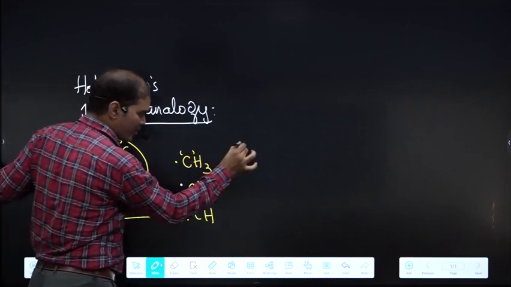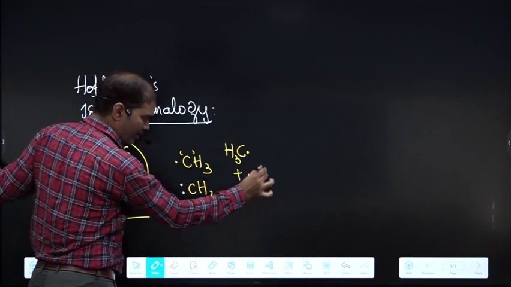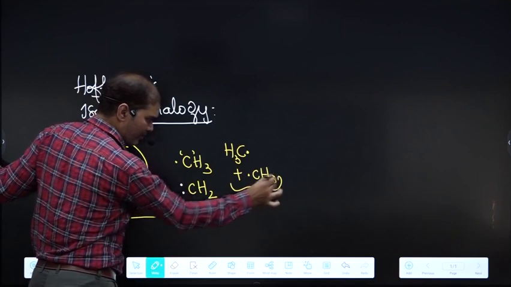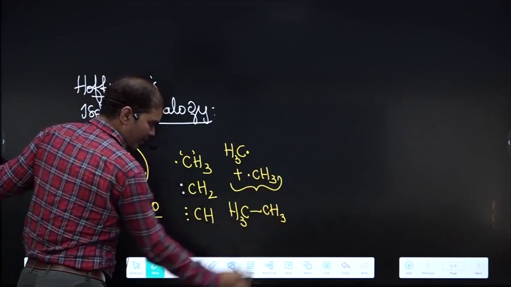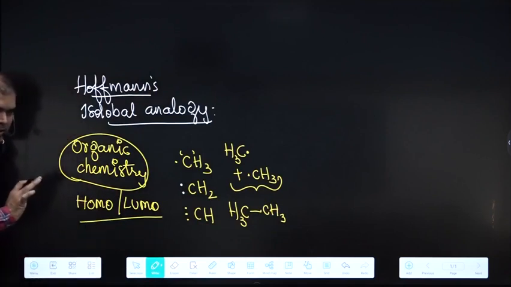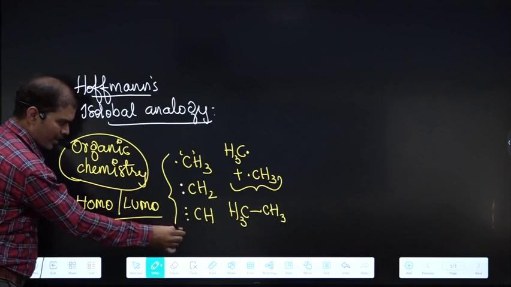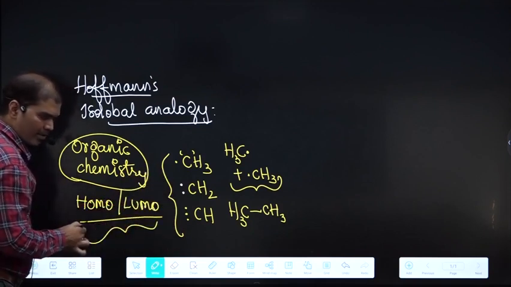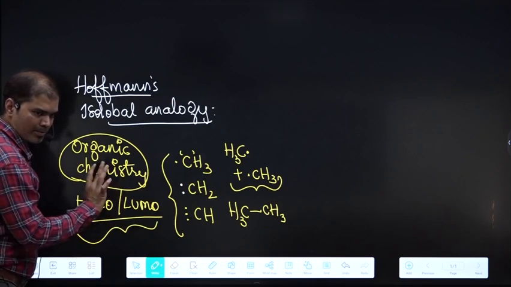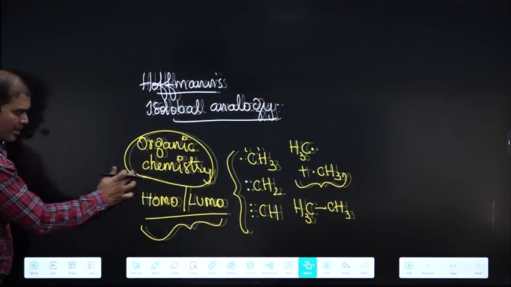In a simpler way, suppose if I take one methyl radical, I'll add one more methyl radical to it. What will be the product? Product will be ethane. It is as simple as that. So in any particular chemical reaction of organic entities like methyl, methylene or methylidyne, he has studied the frontier orbitals called HOMO and LUMO. After studying, he has given his analogy. What does his analogy tell?